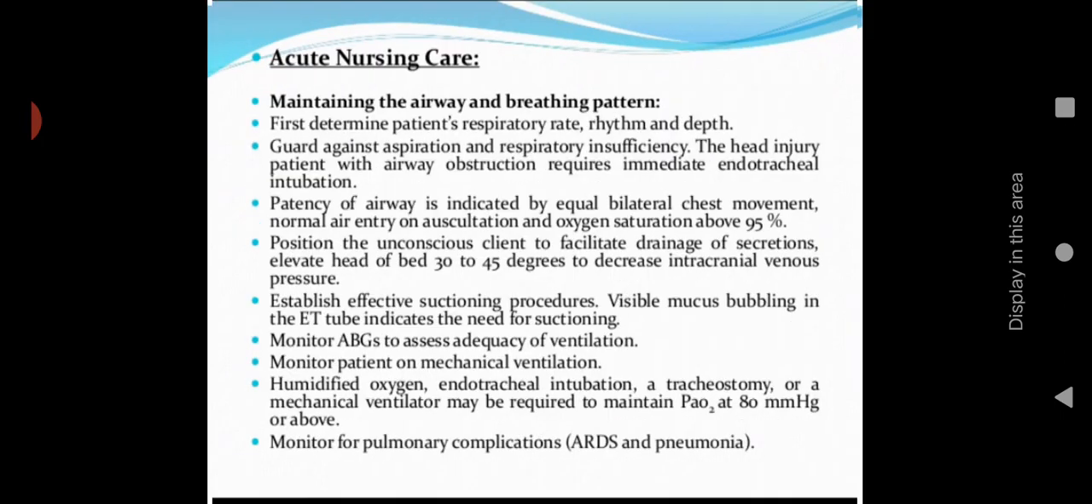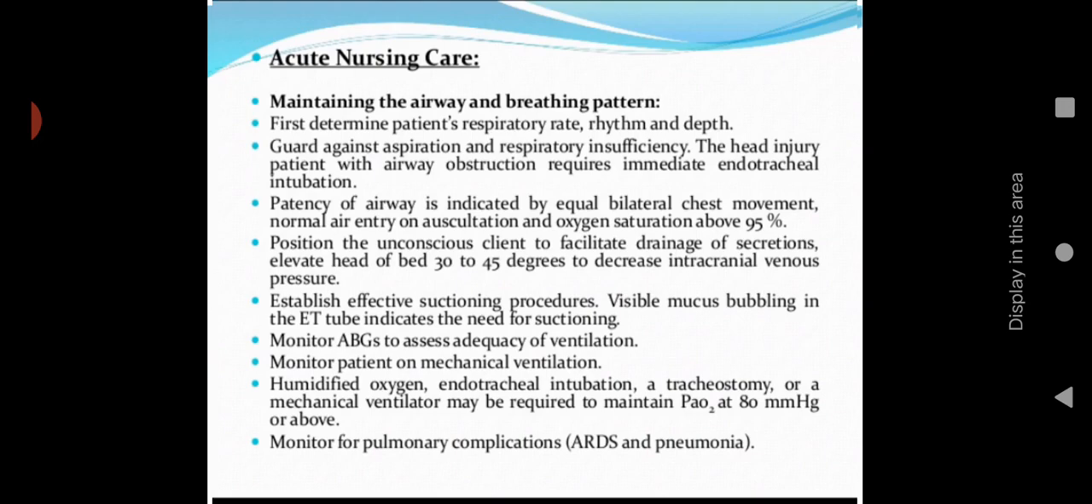Okay, then acute nursing care, meaning immediate care. What are the immediate care measures we have to provide? Maintaining the airway and breathing pattern. Once you have seen a patient with head injury, we have to assess the airway and breathing pattern. First determine the patient's respiratory rate, rhythm and depth, because proper oxygenation is needed for brain metabolism. If oxygen is lacking, it can lead to ischemia and necrosis. Then guard against aspiration and respiratory insufficiency.